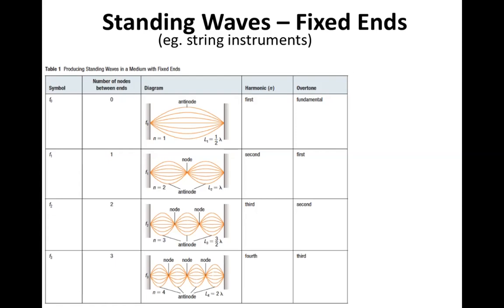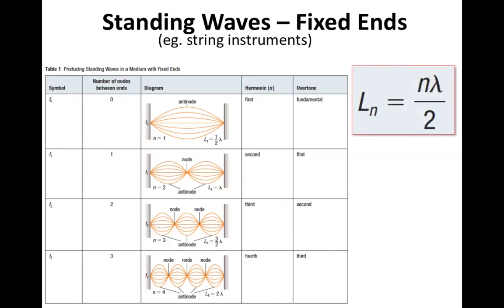So notice the overtone language is always one smaller than the harmonic language. And we don't say 0 overtone, we say fundamental. The fundamental is the same as the first harmonic. And the first overtone is the same as the second harmonic.